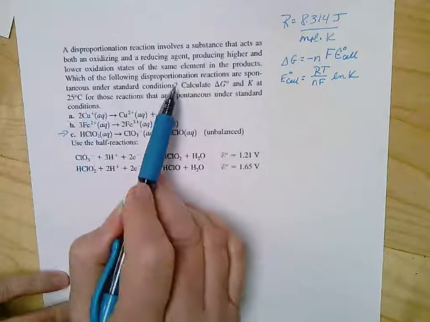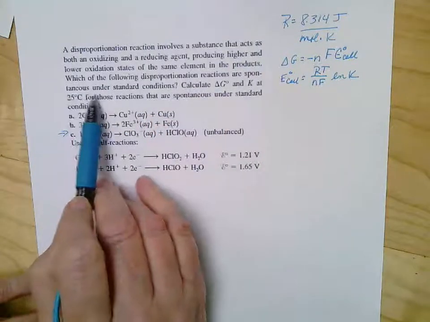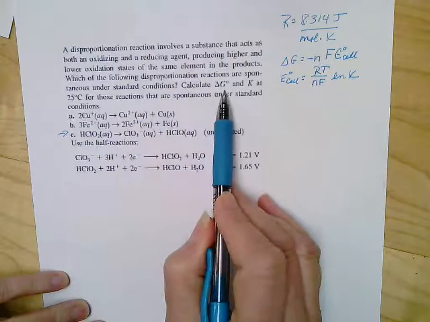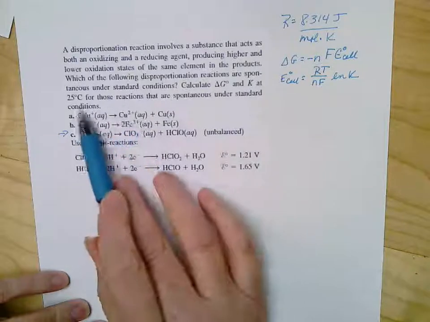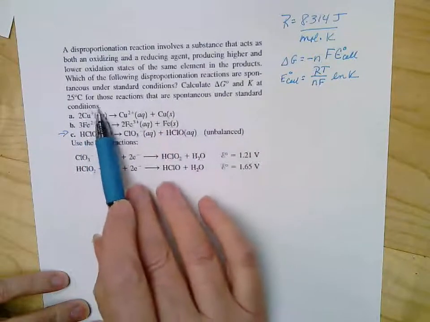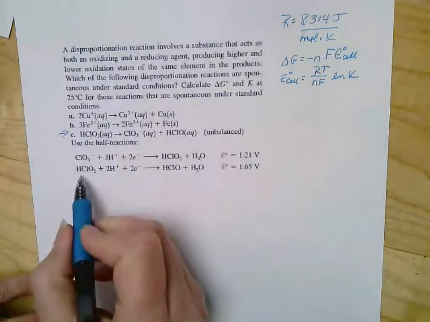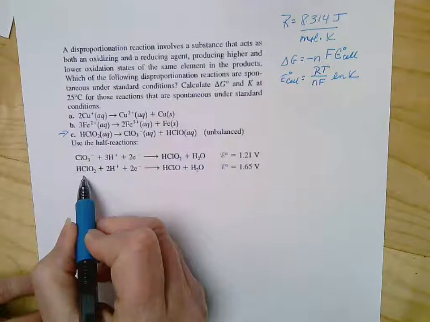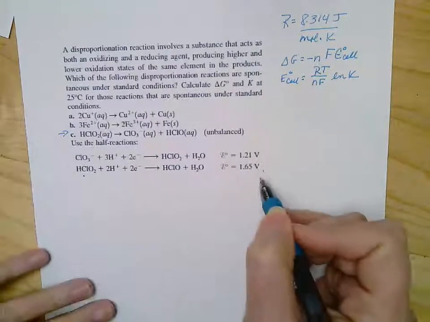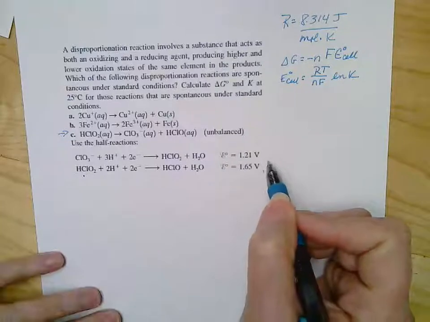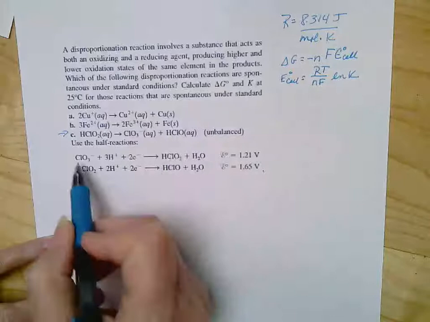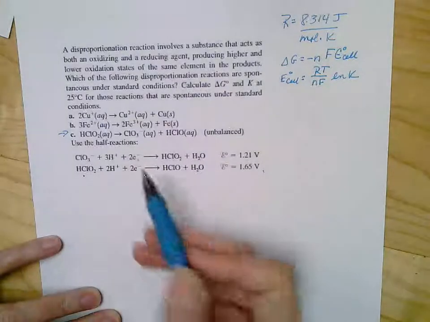Which of the following disproportionation reactions are spontaneous under standard conditions? Calculate delta G and K at 25 Celsius for these reactions that are spontaneous under standard conditions. So let's figure out if this one's going to be spontaneous. And the reason I chose it is because they gave me the E naught values, so I didn't have to look them up. So the first thing I have to do is figure out, do I need this reaction the way it's written, or do I need to flip it?